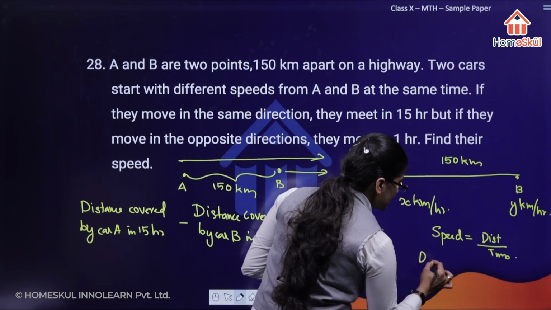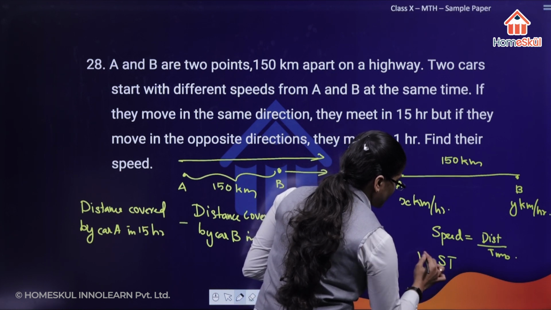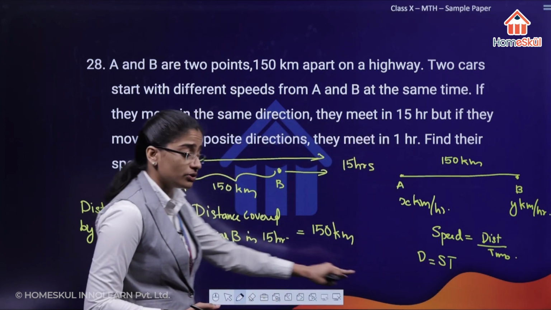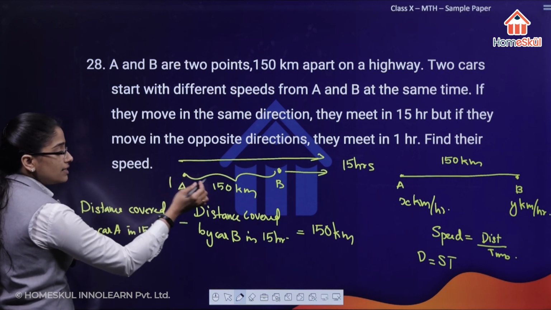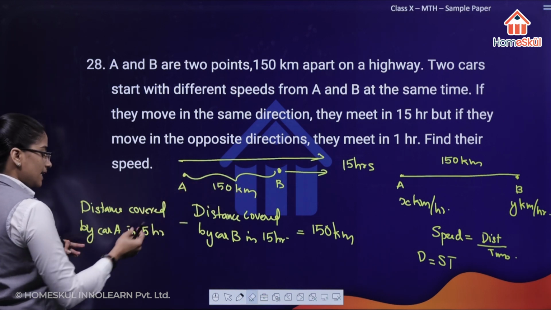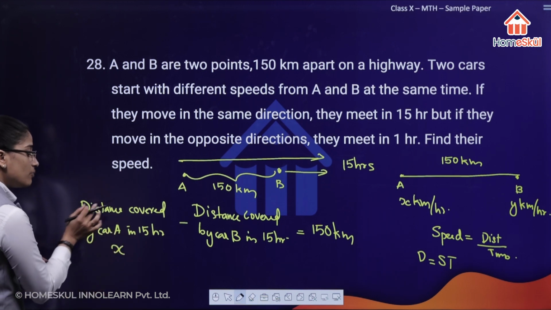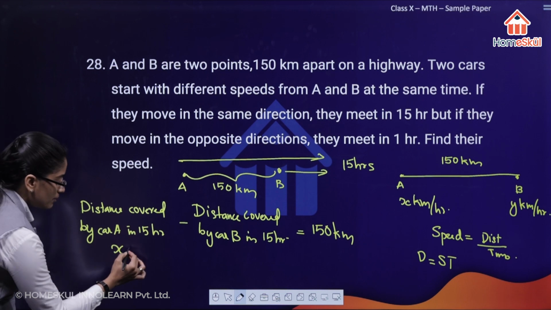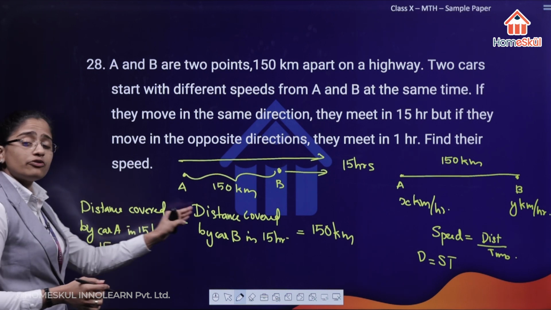That means distance is equal to speed into time. Here we have the speed of car A as x kilometer per hour and the time is 15 hours, isn't it? That means the distance covered by car A in 15 hours will be x times 15, that is 15x, minus that of car B.